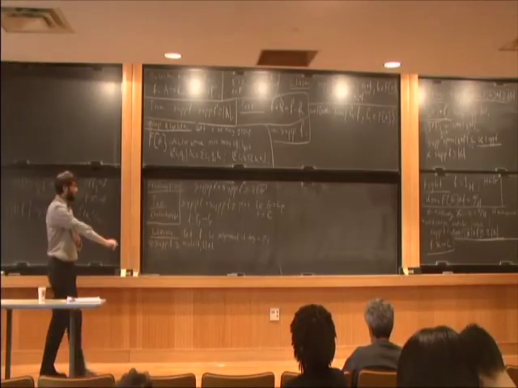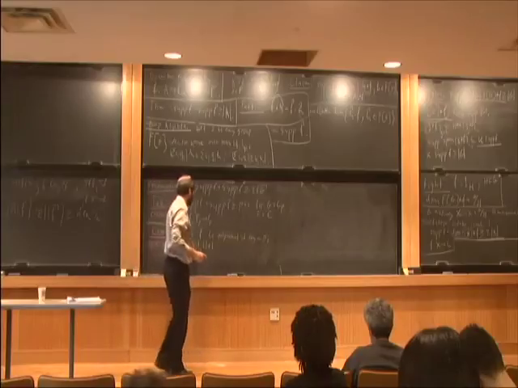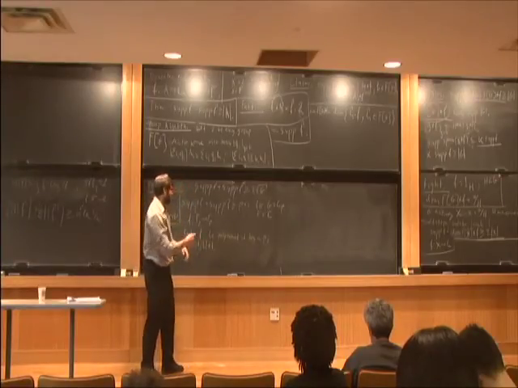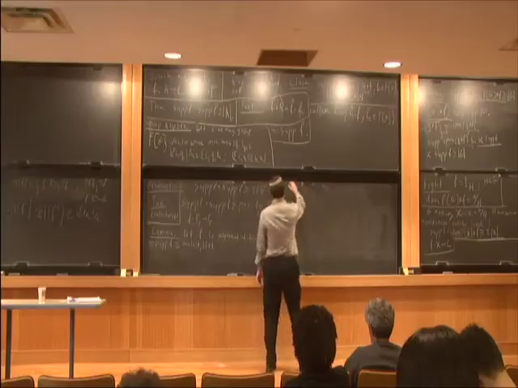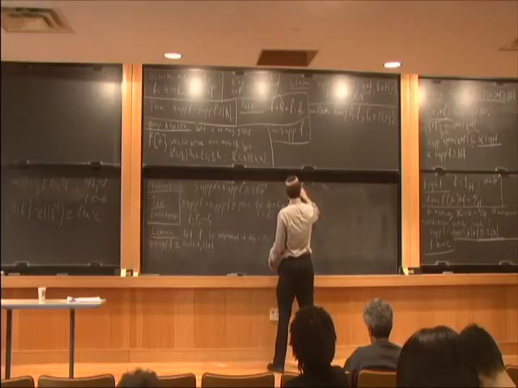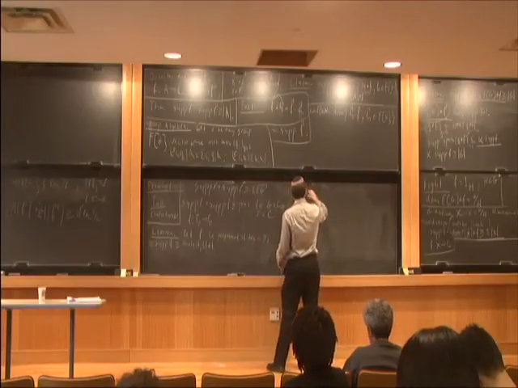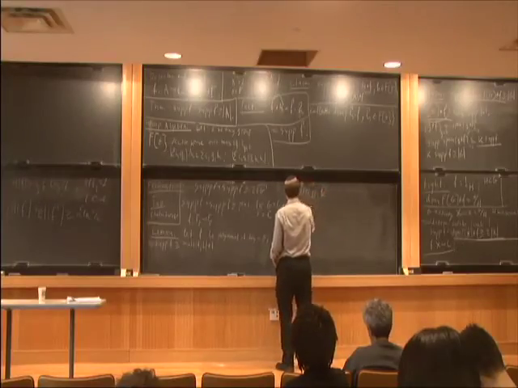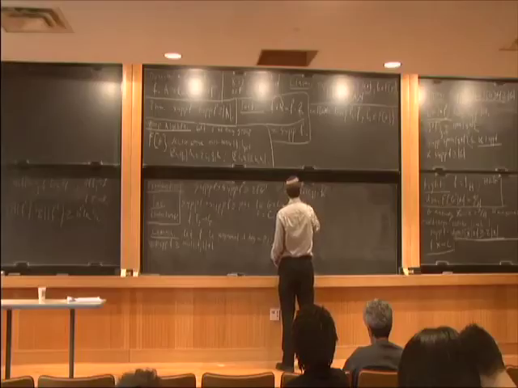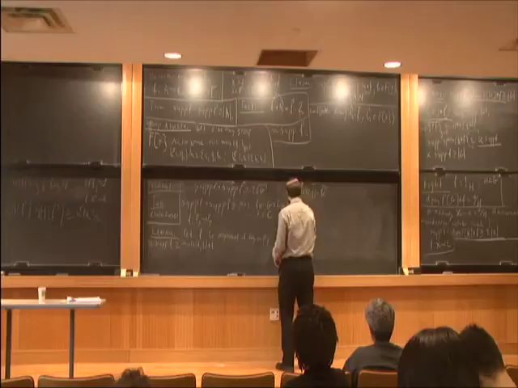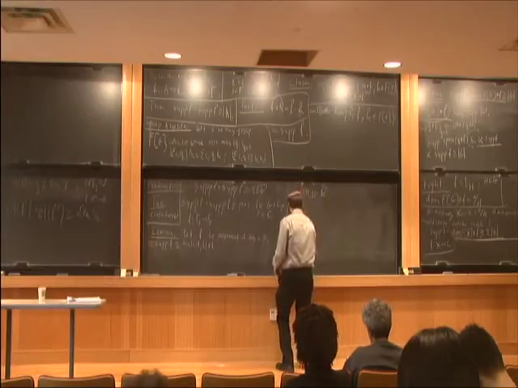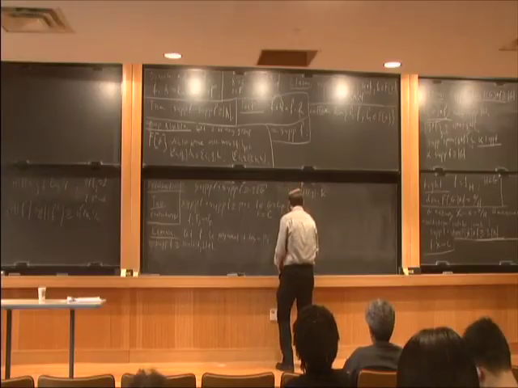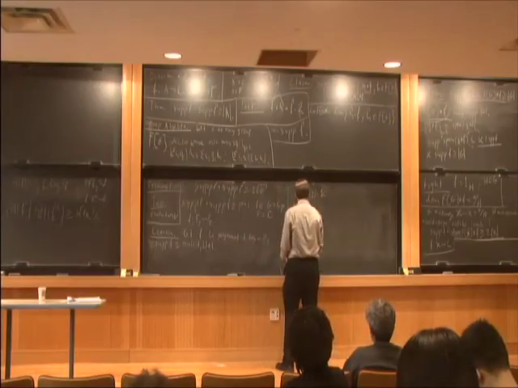Multiplicity. If I say that the multiplicity of f at 1 is k, by definition it means that f of 1 is 0, f prime of 1 is 0, f double prime of 1 is 0, up to the k-th derivative of f at 1 is 0. Okay?